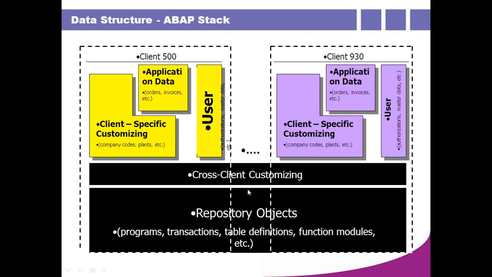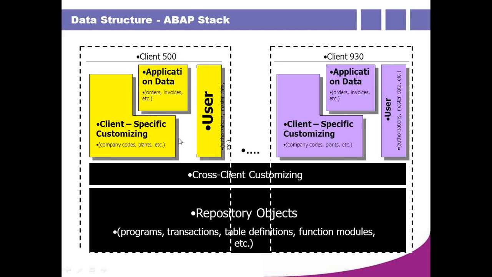Whatever you are installing, that is what's being built. Each and every system contains the repository objects, and there is only one repository area. On top of that, we have cross-client objects. Cross-client objects are the system-specific customization. This customization is client-specific, and this customization is system-specific. On top of these two only, the client will be in place.